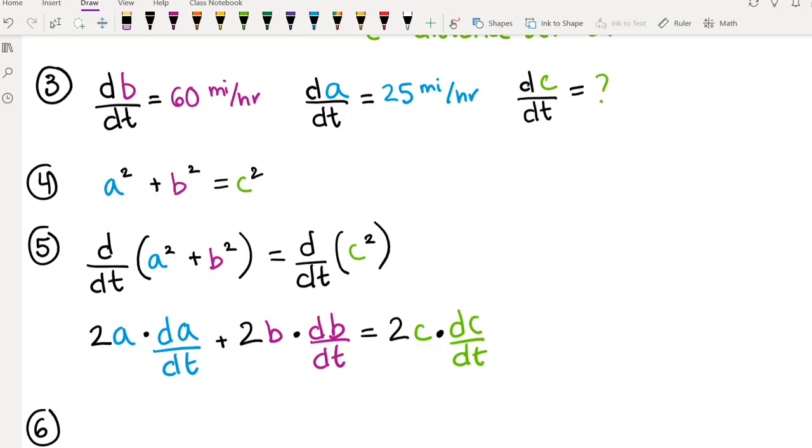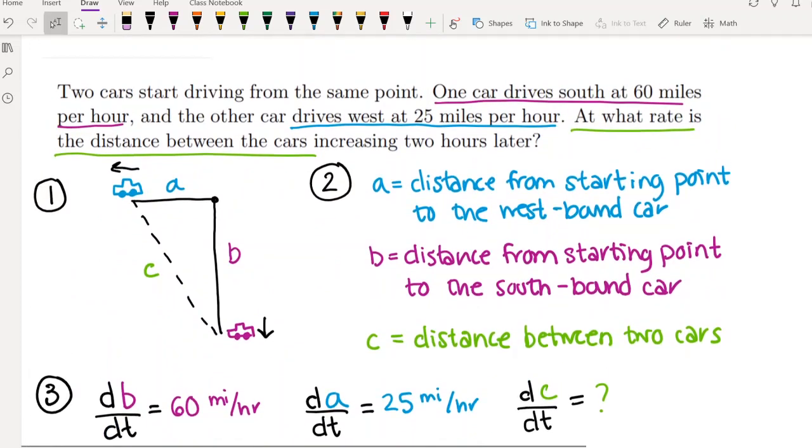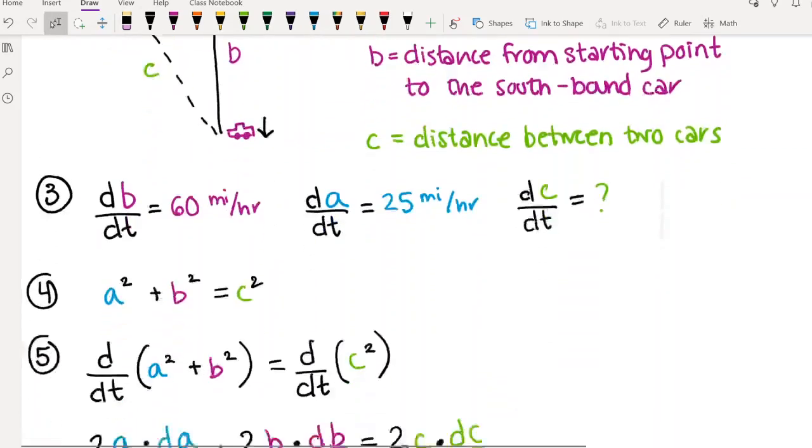When we're plugging in these numbers, we're trying to figure out what A, B, and C are at the very moment that this question is being asked about. If we go back to the question, it says, at what rate is the distance between the cars increasing 2 hours later? That's the key for figuring out what A, B, and C are. We know they've been driving for 2 hours, and we know how fast the cars are driving, so we can figure out what those distances are at the moment the question is being asked.